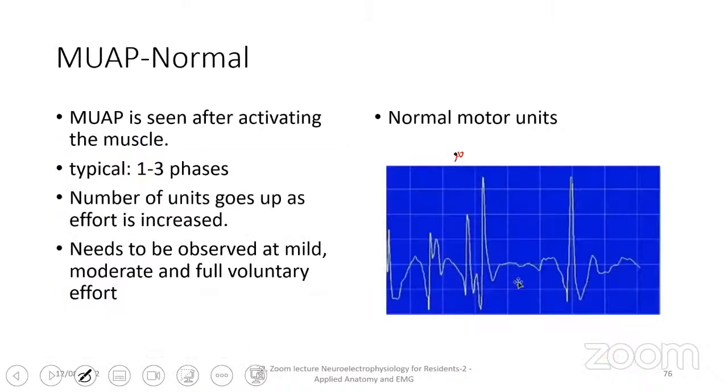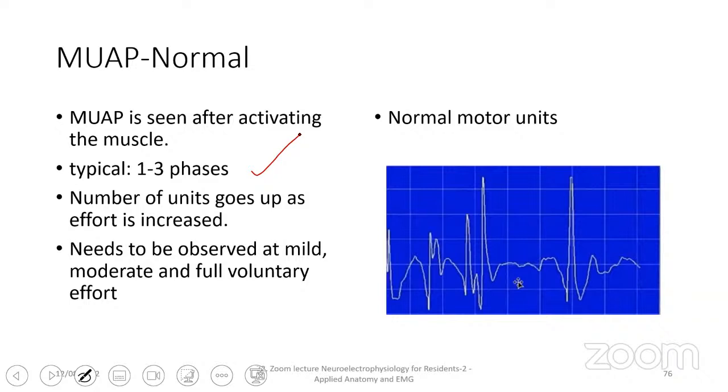Okay. So the MUAP is seen after activating the muscle. So every time you have to teach the patient mild activation, slightly more and slightly more. So the MUAP is seen after activating the muscle, 1 to 3 phases. The number of units goes up as the effort is increased. That is called recruitment. It needs to be observed at mild, moderate, and full voluntary effort.